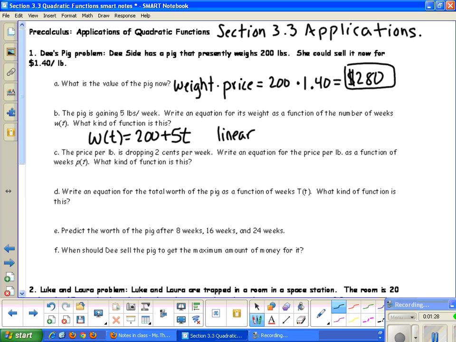The next one says the price per pound is dropping 2 cents per week. Write an equation for the price per pound as a function of weeks, P of t. What kind of function is this? So P of t is equal to, well, we know that she could sell it now for $1.40 per pound. So that's what it's at currently, minus, and it's dropping 2 cents per week, so minus 0.02 times t. And of course, if we were to graph this, this is a linear function.